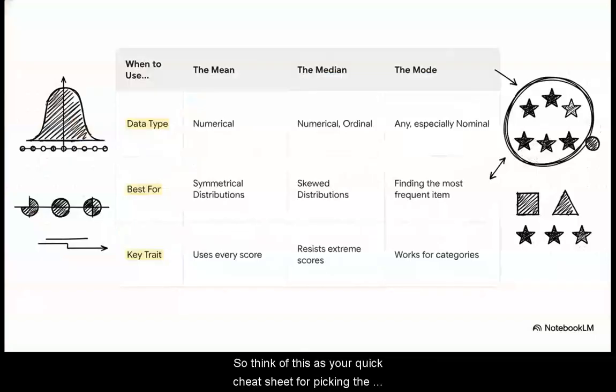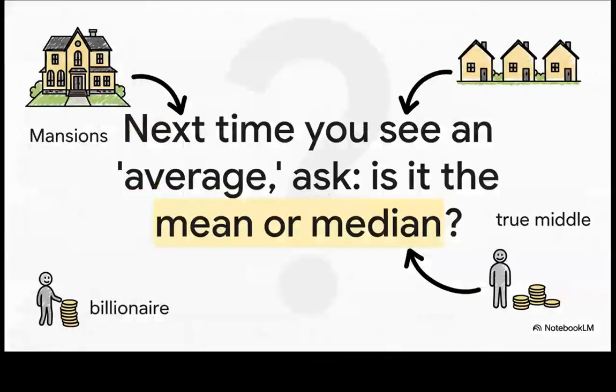So think of this as your quick cheat sheet for picking the right champion. You're going to use the mean when your data is numerical and pretty symmetrical. You'll go with the median when you've got skewed data with some of those extreme scores. And you'll pick the mode when you just want to find the most frequent thing, or when you're working with categories instead of numbers. And that really brings us to the most important takeaway here.